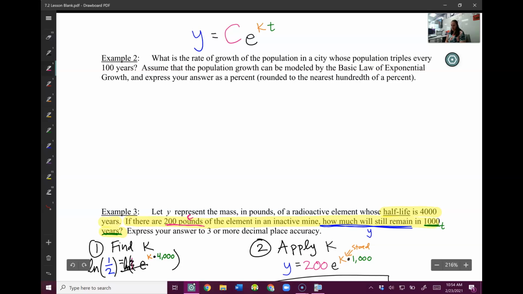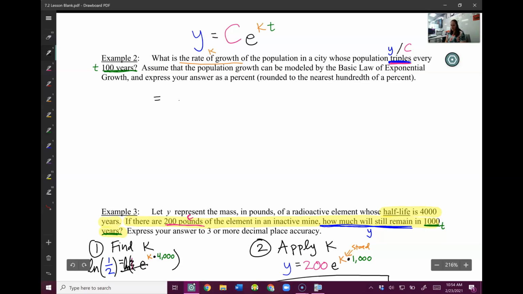What is the rate of growth, that's my K, in a city whose population triples? That triples is kind of like your half-life. That's going to tell you Y and C. So we know that it triples every 100 years. That's our T.